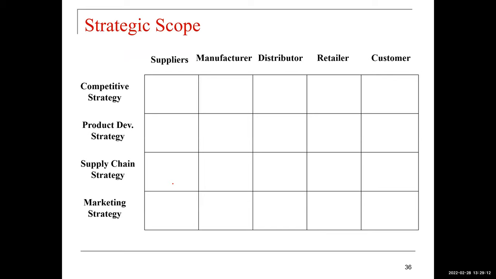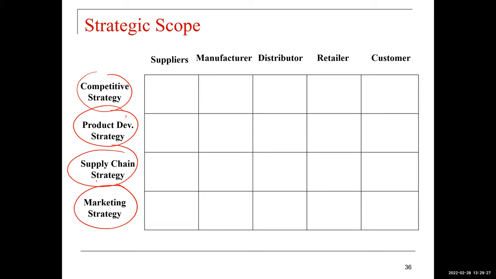So here we have the strategic scope. The strategic scope must cover all boxes, at least at the supply chain end. So we have competitive strategy, product development strategy, supply chain strategy, and marketing strategy. If you're in charge of the supply chain strategy, we have to be able to communicate or at least get information about suppliers, manufacturers, distributors, retailers, and customers. That's what's going to make us more efficient if we can integrate that information into our decision-making.